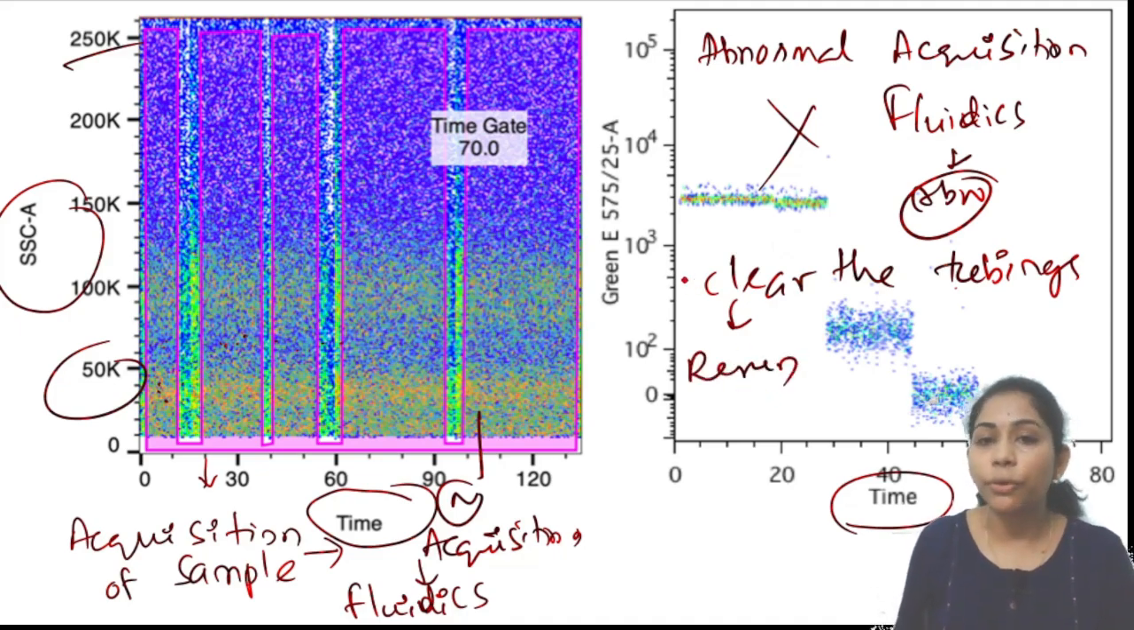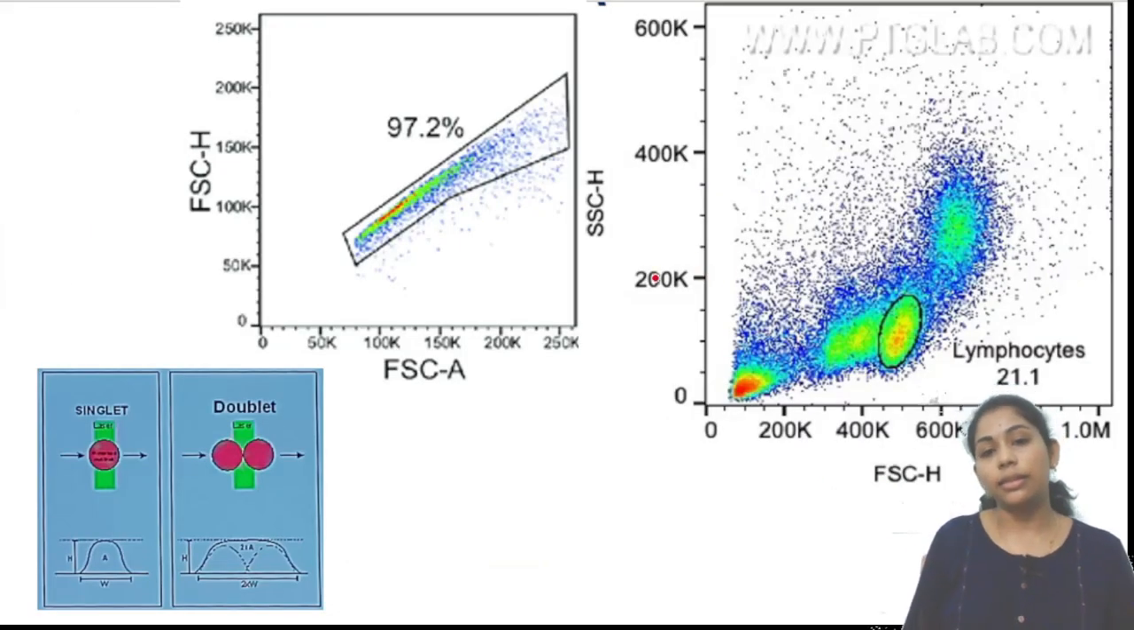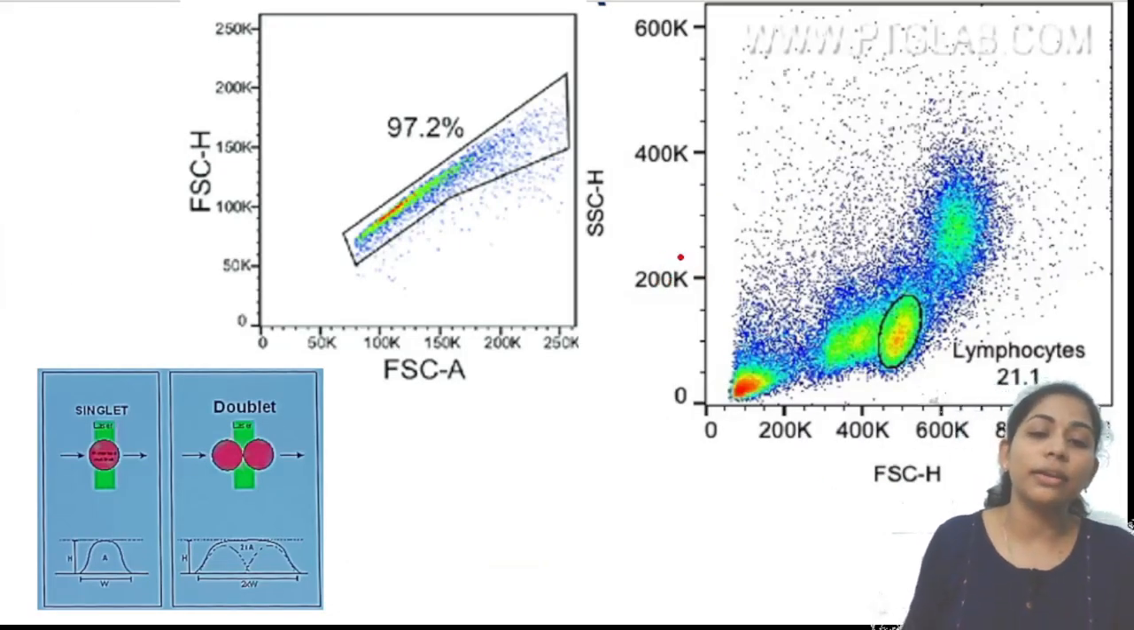See, this is a very important graph, right? Which we tend to miss, right? And next, the second plot in the flow cytometry is this one.